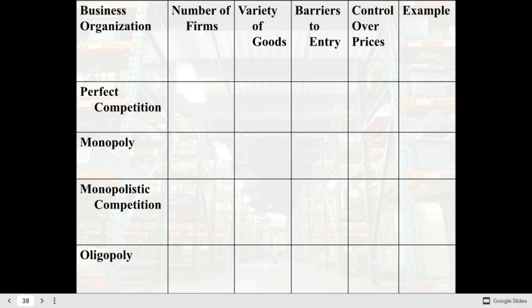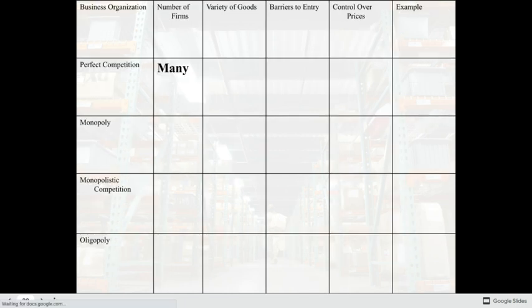The first of the market structure we'll talk about is perfect competition. Now, remember in economics, we use simplifications, and there's really no such thing as perfect competition, but there are industries that get really close to it. But in the case of perfect competition, there are many firms. So there's thousands and thousands of businesses involved in a perfectly competitive marketplace. The variety of goods is there is none. They make identical products, or at least virtually identical, indistinguishable to the consumer.